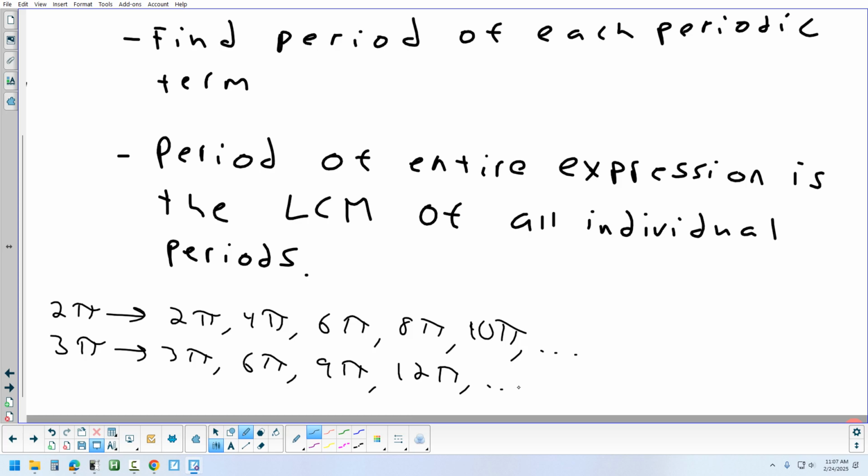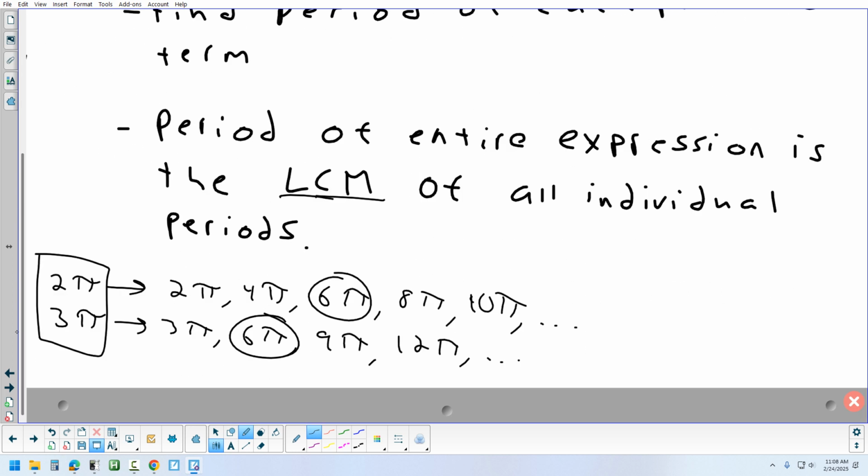And the period of the whole thing is the least common multiple. So what's the smallest multiple they both have in common? 6 pi. So in this case, you'd be working with a period of 6 pi. Remember, the least common multiple cannot be smaller than either of the original periods. It has to be at least as big or bigger. In this case, it's bigger, 6 pi. Now, if you're thinking 12 pi, yes, 12 pi is a common multiple, but it's not the least common multiple. So we have to use the least common multiple.